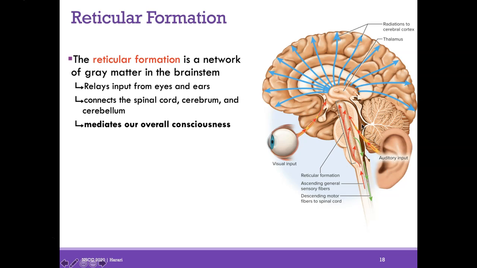The cerebellum is a very important part of this as well. The reticular formation helps tell the cerebellum what is going on in front of our eyes and what we're hearing. There's a lot I could go into about that, but for now I want you to understand that the reticular formation helps connect the spinal cord, the cerebellum, and the cerebrum. It takes sensory input and helps the thalamus communicate that message with the rest of the cerebrum.